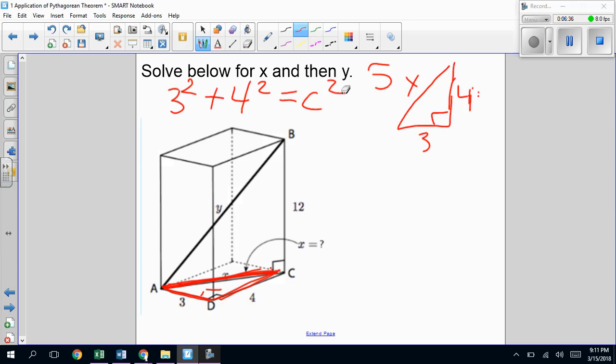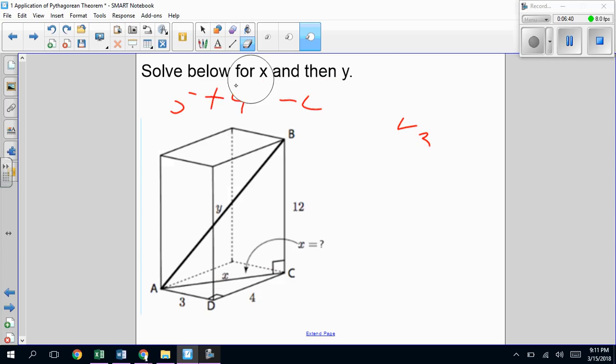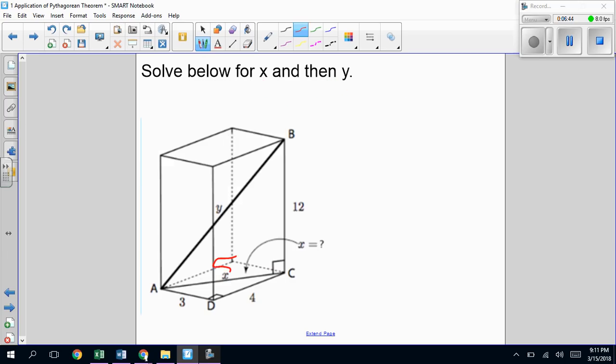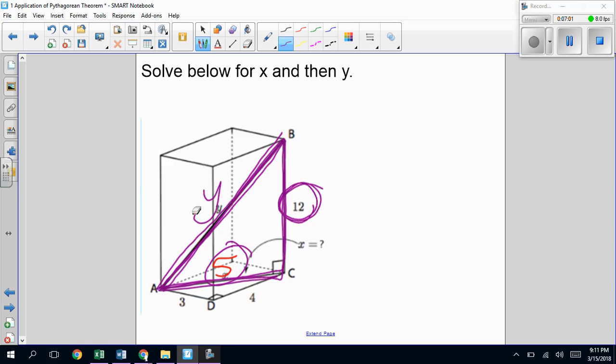Okay, so now we know x is 5. So this length is now 5. So now we're looking at a new right triangle. We're looking at this right triangle here. It uses the space diagonal of the prism. And so we have side lengths 5, 12, and y, which is a space diagonal.